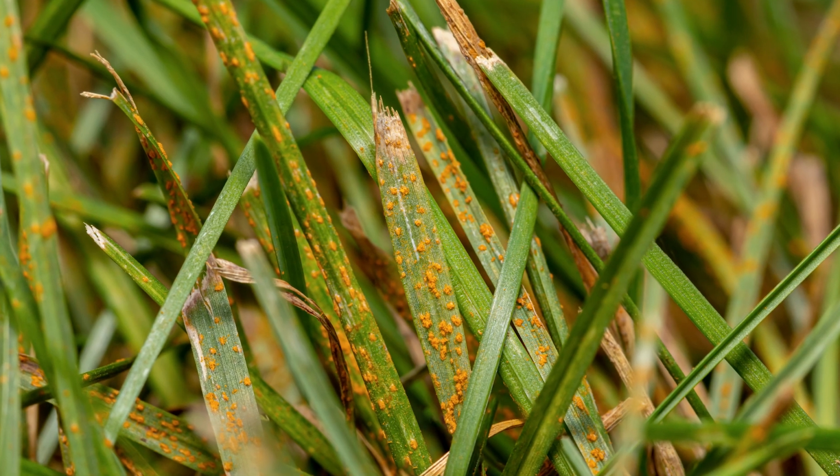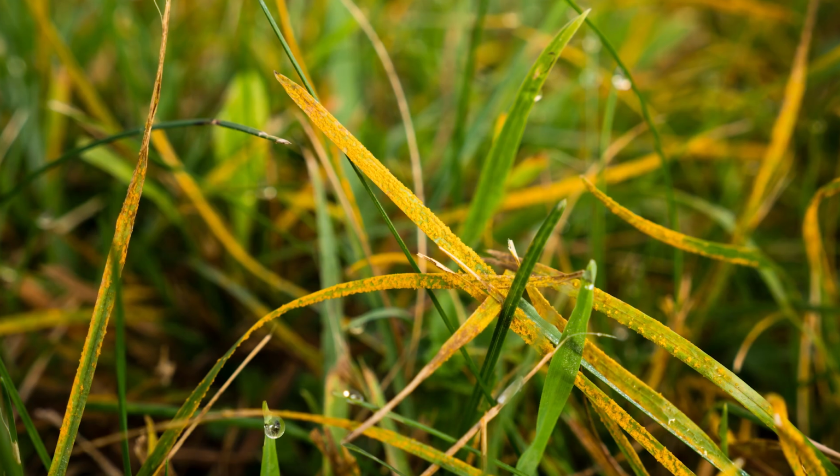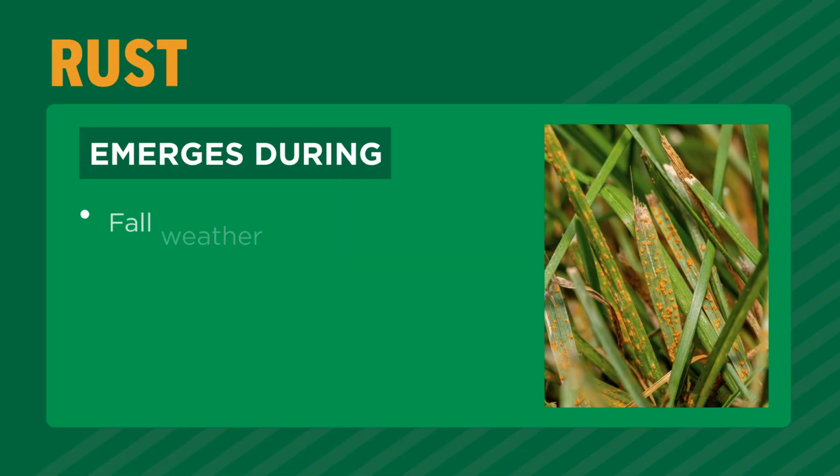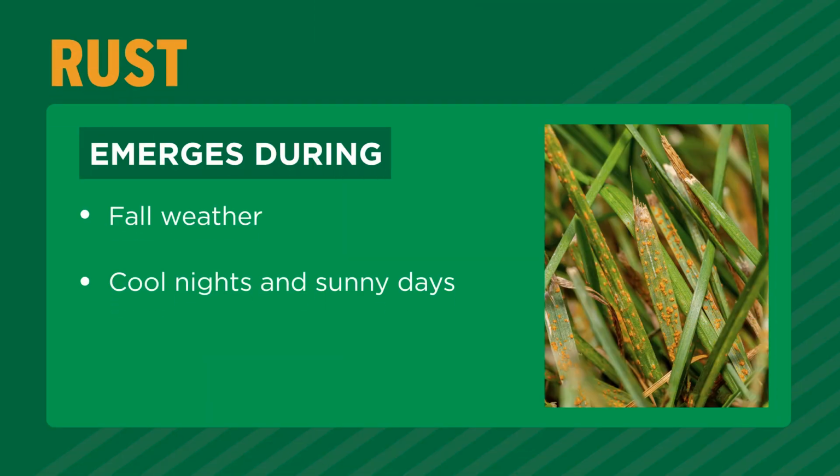Next, let's talk about rust. This is when your lawn is coated in a rust-colored dust that gets all over your mower, your shoes, and your pet's paws. If you pick a grass blade, you can see rust pustules on it.